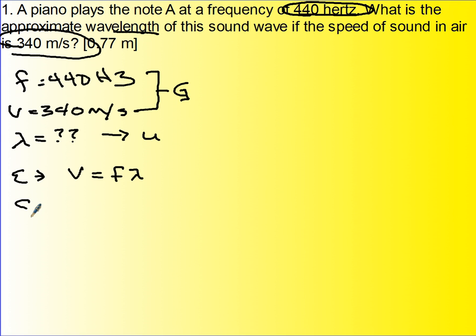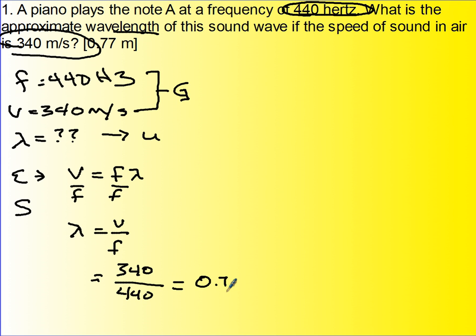So I'm going to solve this. I'm looking for wavelength, so I'm going to divide both sides by F. So lambda is V divided by F. So the wavelength is the speed, which is 340, divided by the frequency, which is 440. And that gives me, let's see, 340 divided by 440. It's 0.7727. Let's call it 0.773. And don't forget your units.